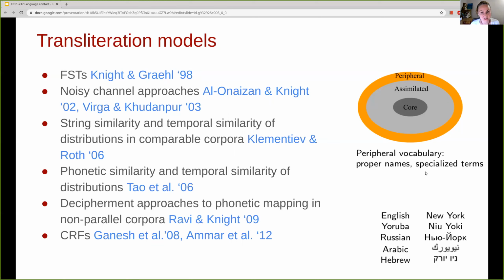Then some models additionally assume that such correspondences are influenced by phonetic information. And later, unsupervised approaches focusing on decipherment or expectation maximization based approaches were introduced to reduce the dependency on parallel data. Among discriminative models, the most successful class of models is conditional random fields, or CRFs. These models perform local string rewriting in the target language.